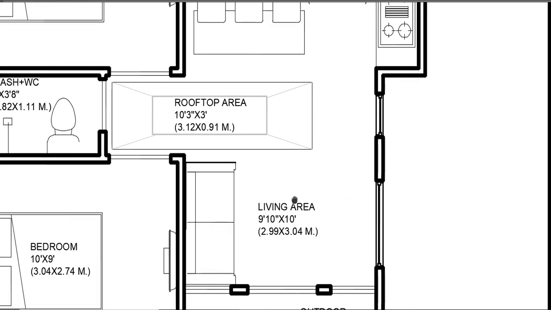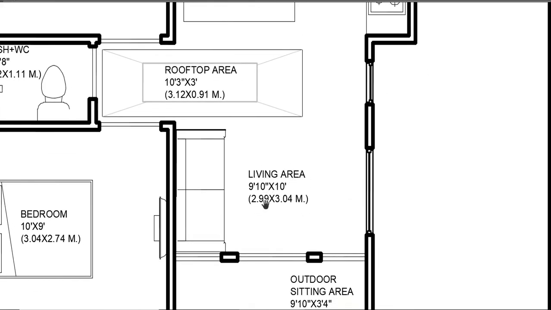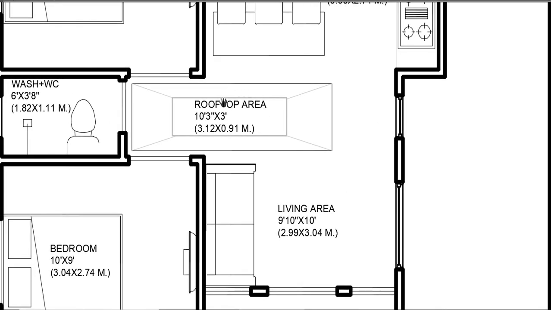After that we will go inside. So we have living area here. The size of the living area is 9 feet 10 inches into 10 feet, in meter 2.99 into 3.04 meter. You can see here the sofa arrangement and also a large size window for ventilation and light purpose. We have rooftop area. The size of the rooftop area is 10 feet 3 inches into 3 feet, in meter 3.12 into 0.91 meter. This area will be open to sky and covered by glass.